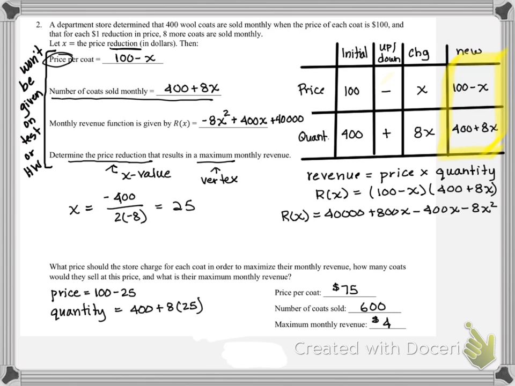If we hadn't found the price and the quantity, then we would plug 25 into our revenue function, right? So you can also find your revenue just by plugging your x value into your revenue function. But in this case, that's kind of overkill, right? We might as well just multiply them because we found them.